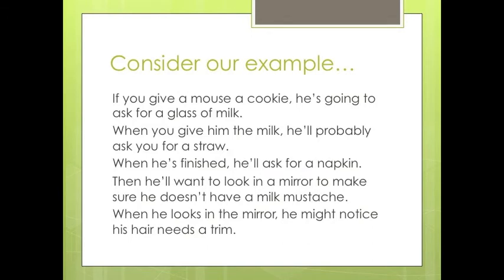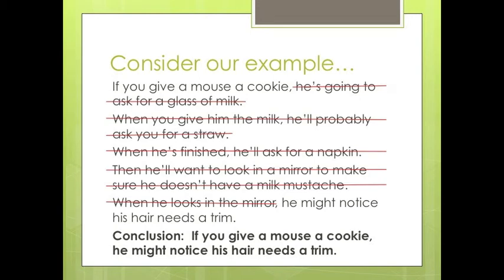Let's consider our literature example. Although the entire book loops, let's consider a piece of the story to use the same idea. Remember, in literature, it does not all necessarily look like a logic chain. We will focus on the first half of our story. To find our conclusion, we take the hypothesis of our first conditional and the conclusion from our last. So our conclusion is, if you give a mouse a cookie, he might notice that his hair needs a trim. Everything else in the middle cancels out.